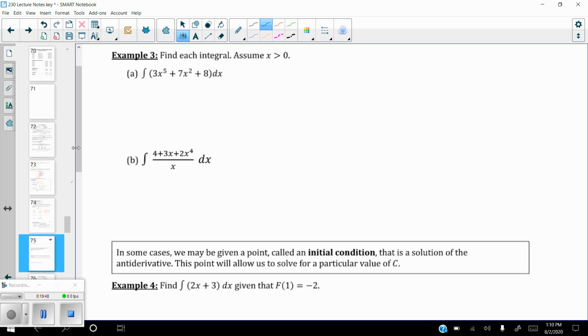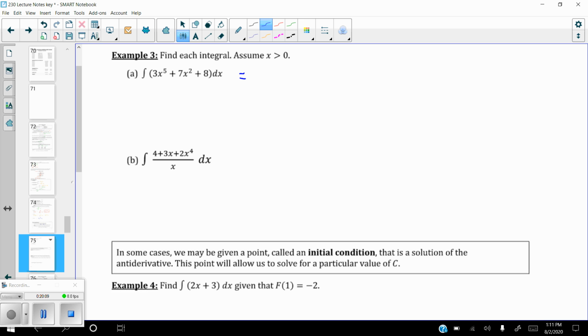All right, so let's find each integral. In this case, we are going to assume that x is greater than 0. It's not going to affect anything, but if we have to do a natural log, I'm still going to include an absolute value. All right, the first one should not be too bad. So 3x to the fifth power plus 7x squared plus 8, that's what we're taking the antiderivative of. So we'll go piece by piece.